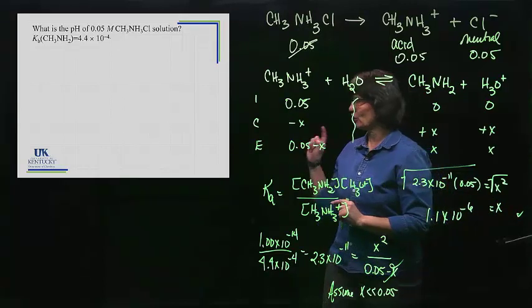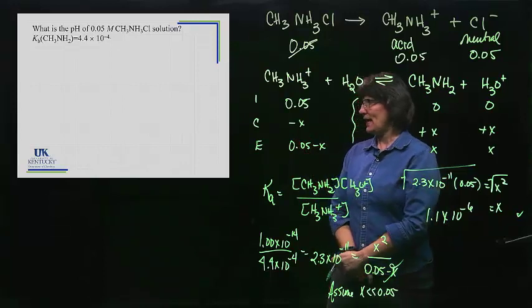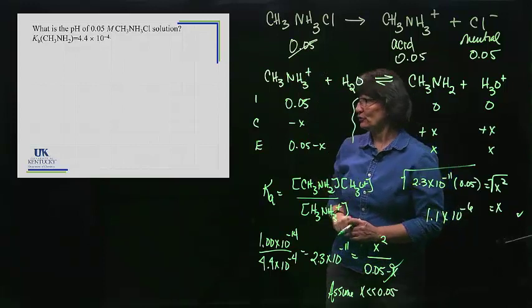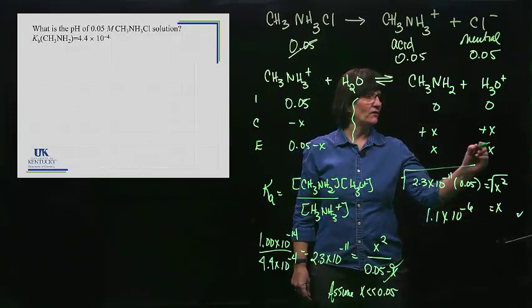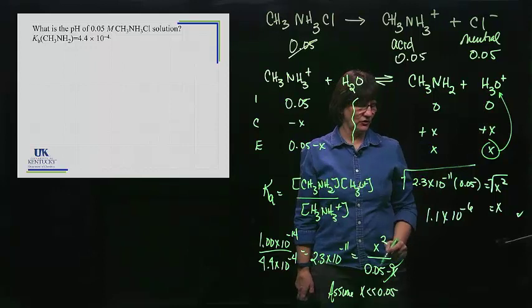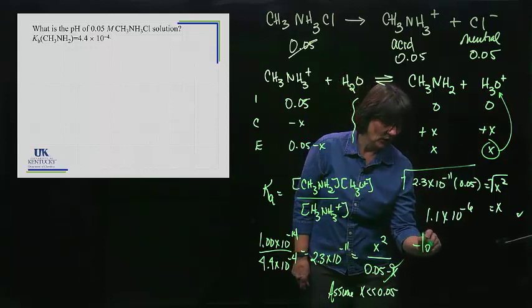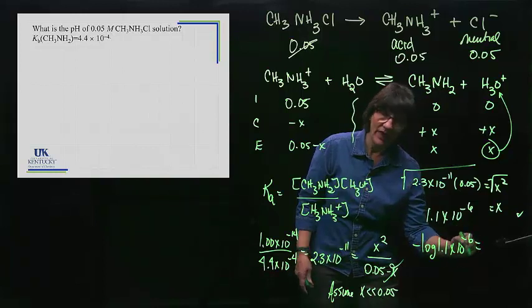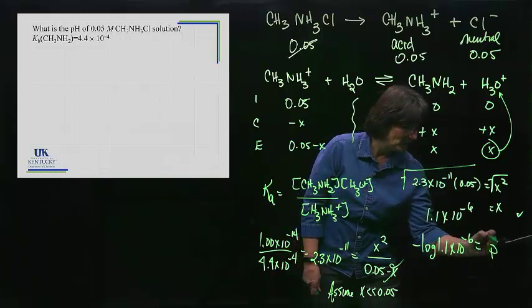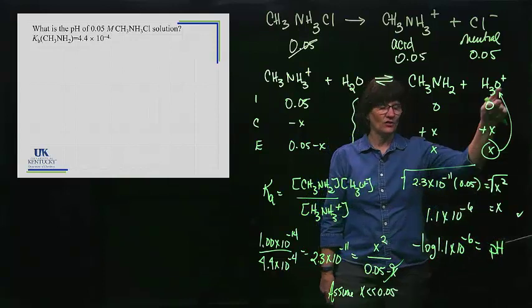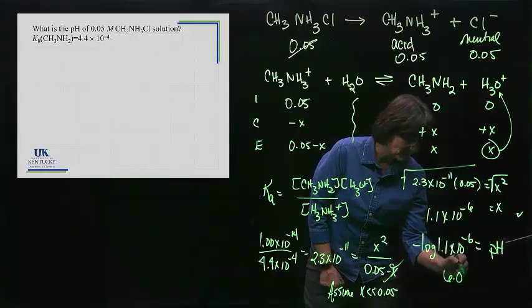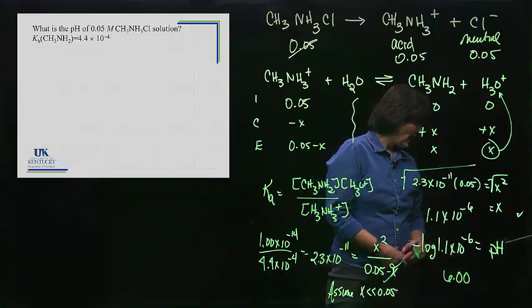Now go back and look at the question. What was asked? What is the pH of the salt solution? Well, x is the H3O+ concentration. So if I take the negative log of 1.1 times 10 to the minus 6, what will that have determined? It will have determined the pH because that is the H3O+ concentration. This gives me a value of 6 for the pH. Okay.